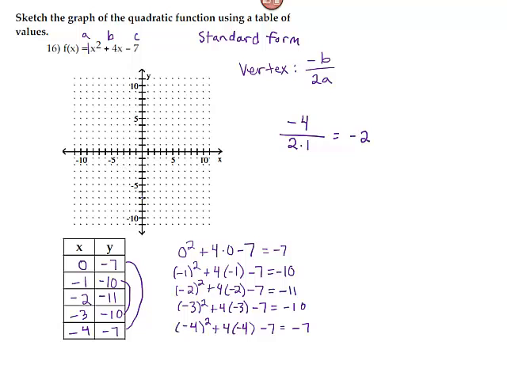0, negative 7; negative 1, negative 10; negative 2, negative 11; negative 3, negative 10; negative 4, negative 7; and then connect your dots in a parabolic fashion.